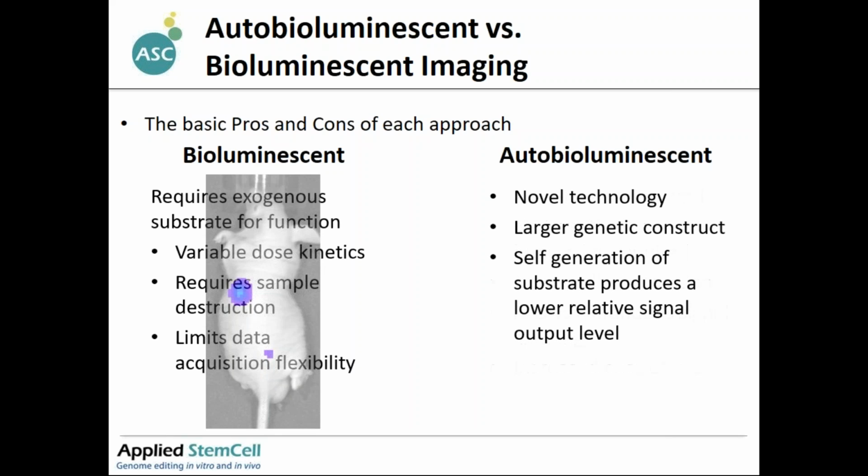And of course, autobioluminescent imaging has its own disadvantages. It's a relatively new, novel technology, so it hasn't been used very commonly in the literature. It is also a larger genetic construct compared to other single-gene bioluminescent reporters, so there might be some difficulties in terms of molecular cloning. And because the cells self-generate their own substrate instead of being saturated with exogenously added substrate, the signal output is relatively lower.